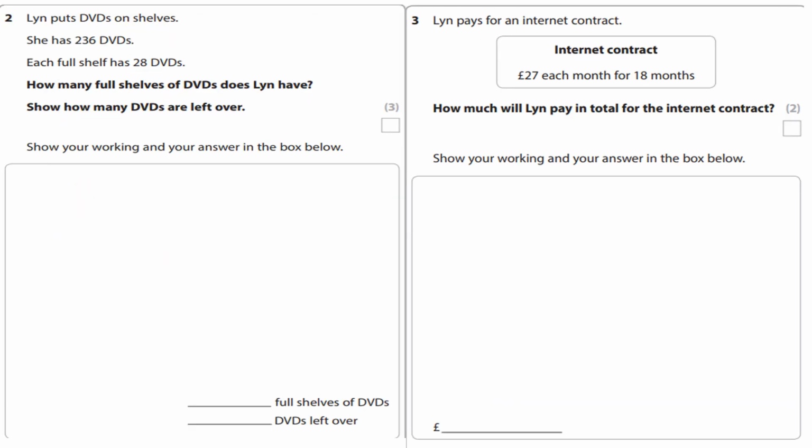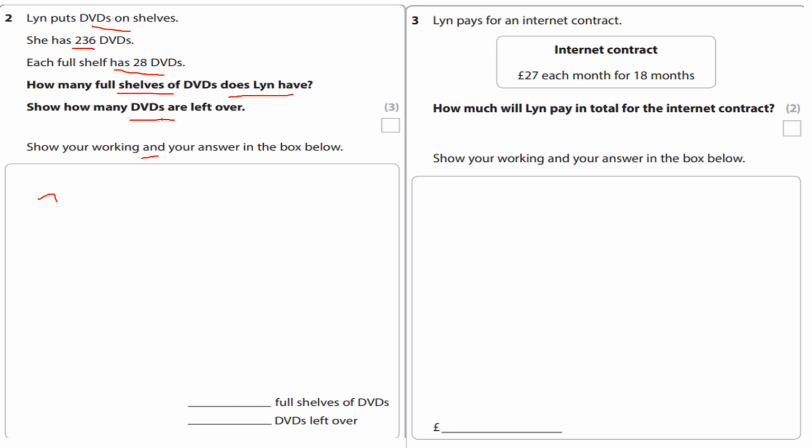This is question number 2. So Lynn puts DVDs on her shelves. She has 236 DVDs. Each full shelf has 28 DVDs. How many full shelves of DVDs does Lynn have? Show how many are left over. So show your working in the box below.